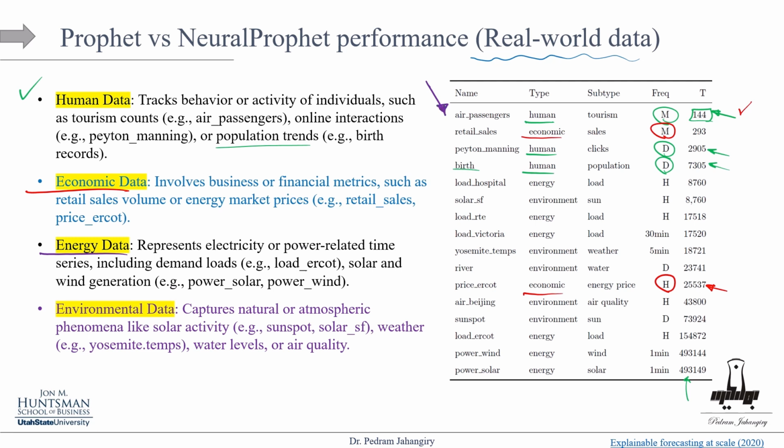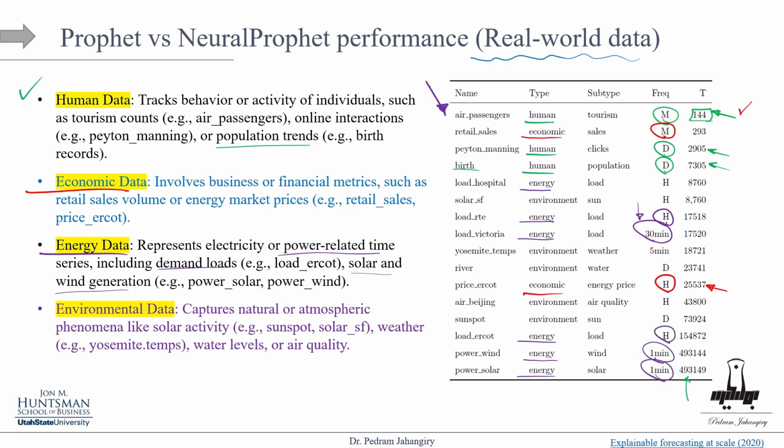And I'm glad that they are benchmarking NeuralProphet versus Facebook Prophet against all these things. And so this is energy, right? This represents electricity or power related time series, including demand load, solar and wind generation, etc. So this is our power, wind, energy. We have a bunch of energy related data with different frequencies, as you can see. We can go as low as 30 minutes frequency. Yeah, even 1 minute frequency, right?